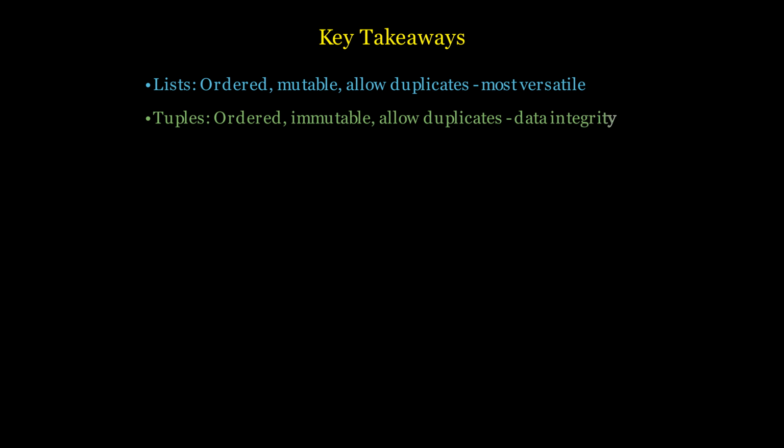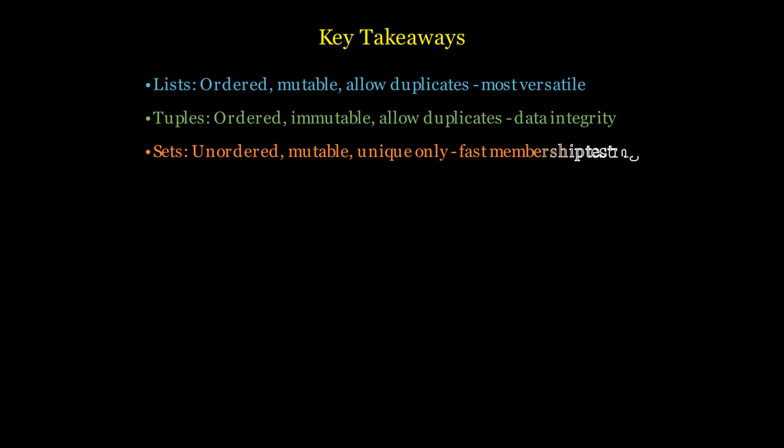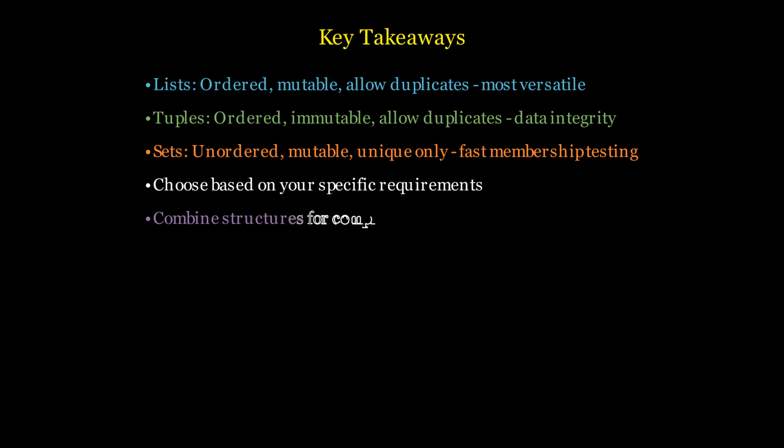Key takeaways. Lists are the most versatile for general use. Tuples ensure data integrity when values shouldn't change. Sets excel at uniqueness and fast lookups. Choose based on your specific requirements. And don't hesitate to combine different structures in the same program for optimal solutions.